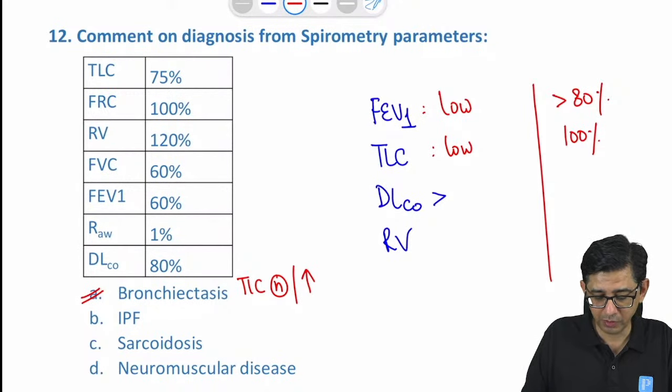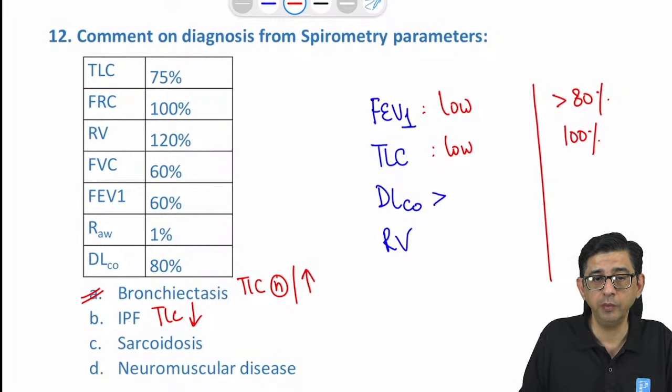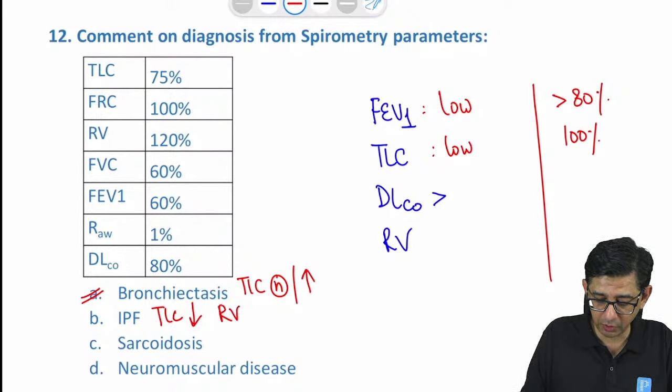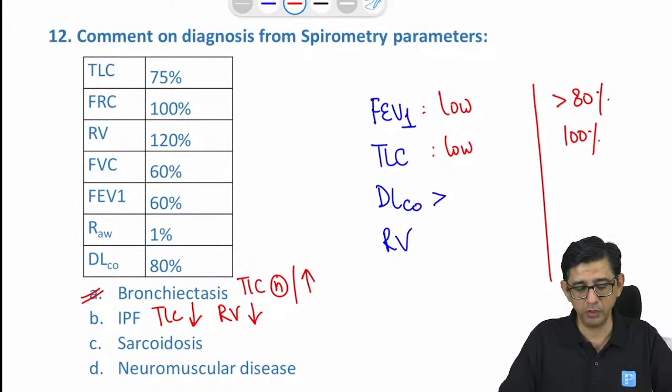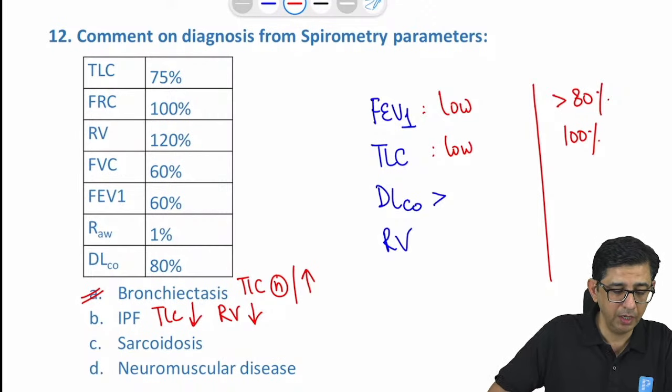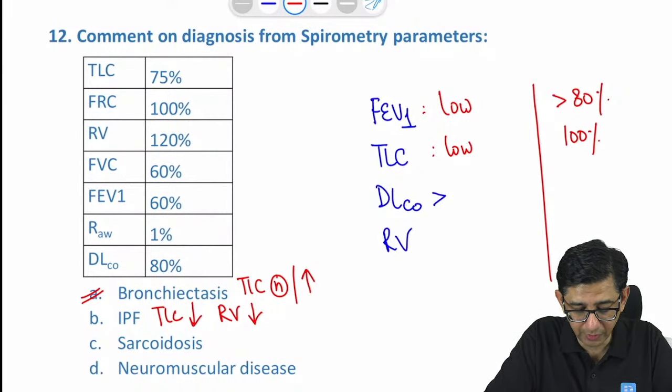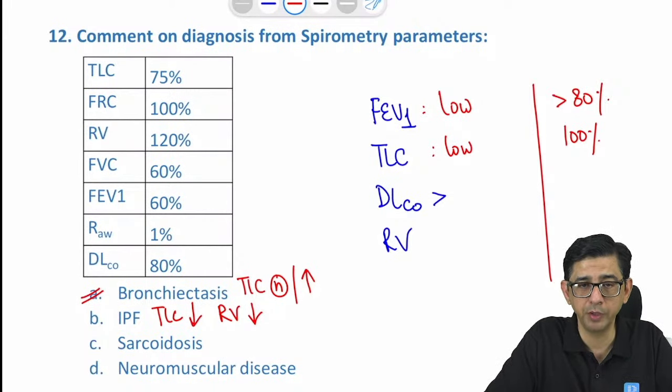Idiopathic pulmonary fibrosis, the highlight of this condition is that there would be decreased total lung capacity, that is okay, but at the same time in these patients the shrinkage of the lung should also cause a reduction in the residual volume of this patient. If you look at the data, the answer is not idiopathic pulmonary fibrosis.